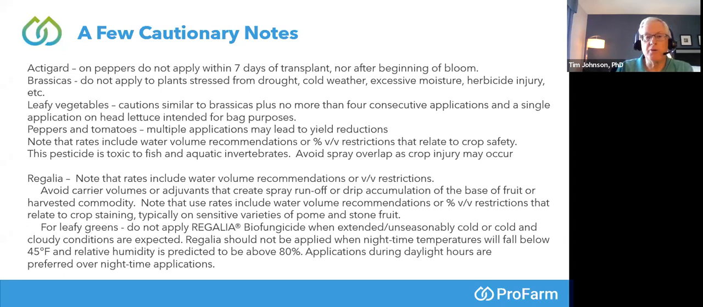And then there is one other cautionary note about avoiding excessive carrier volumes or adjuvants. By carrier volumes, it's excessive water volumes and adjuvants that create spray runoff, where you can get drip accumulation at the base of the fruit or the harvested commodity. It's a fairly dark product, and if everything that you spray accumulates in a little droplet on the bottom of a grape or stone fruit or something like that, you can get something that will sort of discolor the commodity, if you will. So it's really kind of a visual thing. So that's kind of it from that angle.